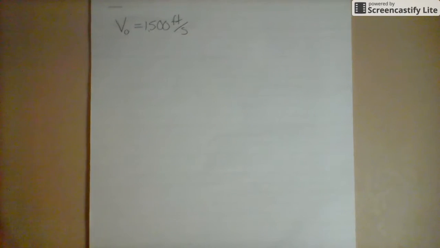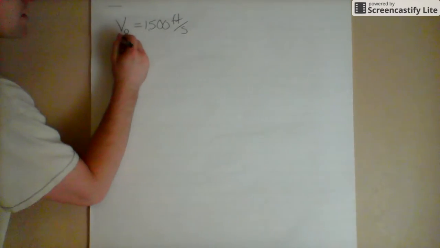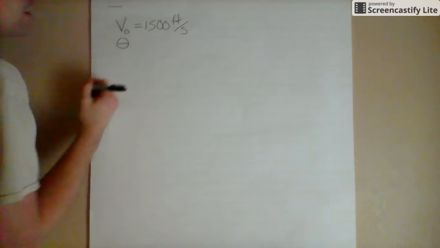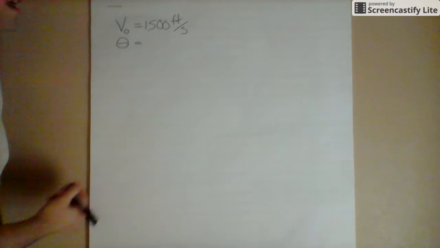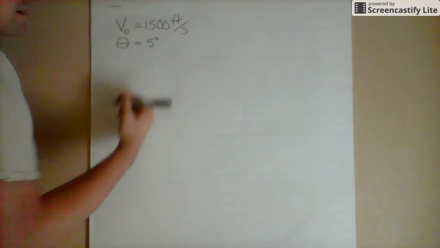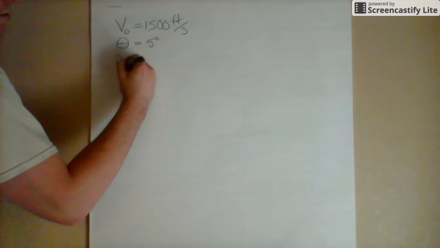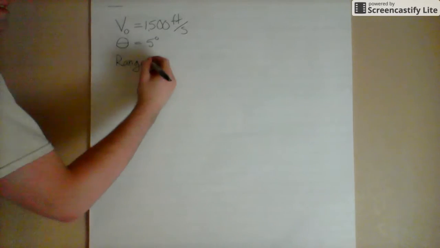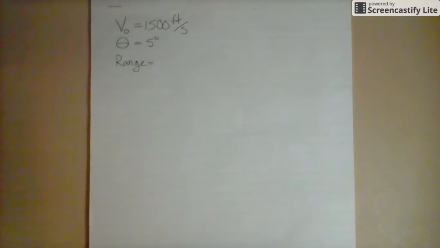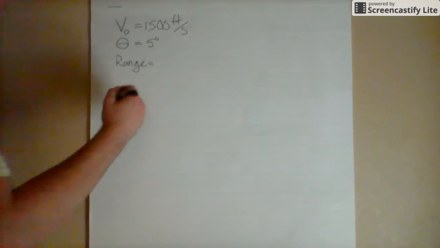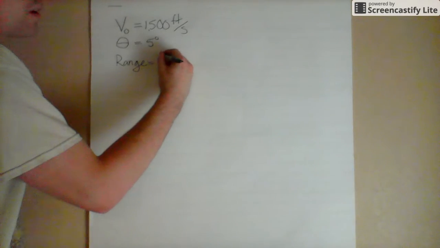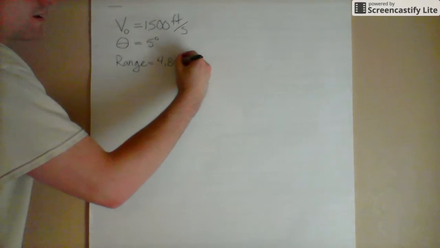V naught would represent the initial velocity, so the amount of momentum it had directly after it was launched. We also need to include the angle at which it was launched, and we're going to call that theta. That was 5 degrees. We're also going to need to know the range. The range was given to us as about 1,600 yards, and we don't want to be using feet and yards, so we're going to convert our range from 1,600 yards to 4,800 feet.